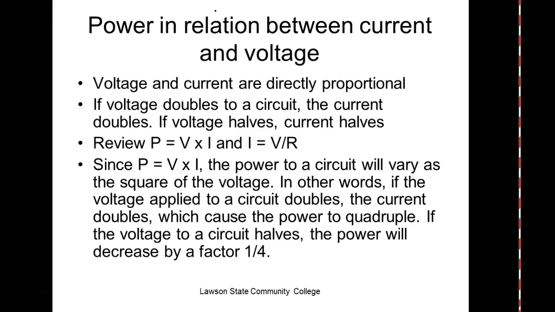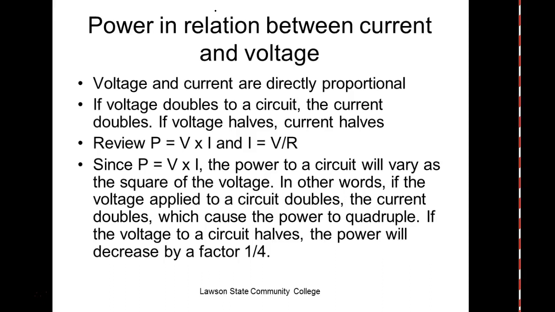Power and the relationship between power, current, and voltage. Voltage and current are directly proportional. If voltage doubles to the circuit, current doubles. Now the problem we have is most people associate power and current. So I can do this in a class, I don't care how far they're along in the program: what happens to the power in the circuit if I double the voltage going to the circuit? It's going to go up by how much? Well, see, so you just proved my point.